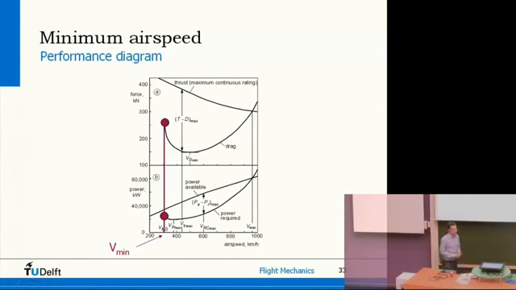Now if we then go back to our performance diagram, if you have the aerodynamic drag curve, then the minimum airspeed is simply the airspeed where the curve stops. Okay? Each point on this curve is related to a certain angle of attack. So you have a small angle of attack here and a high angle of attack there. And at some point, angle of attack becomes so large that you get separated flow. And that's where we stop drawing the curve, because you can't fly there anymore.